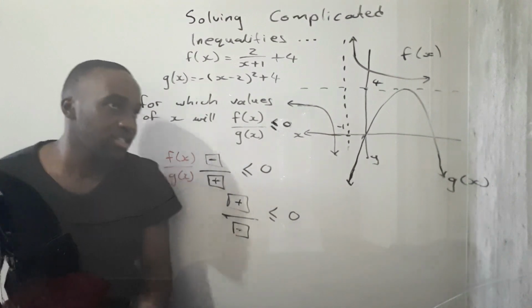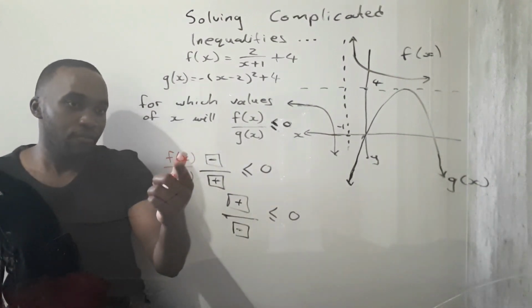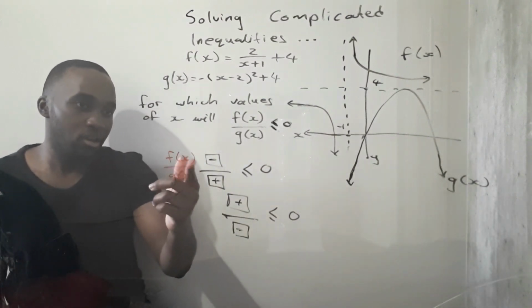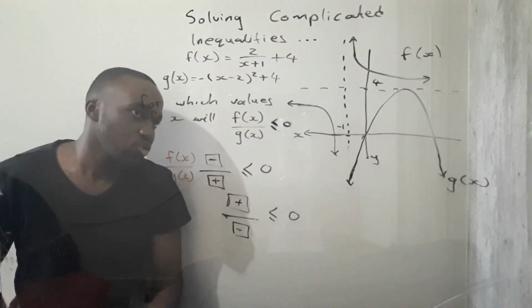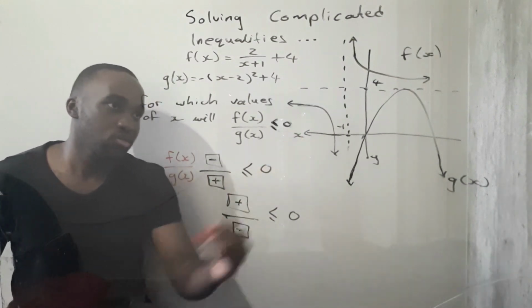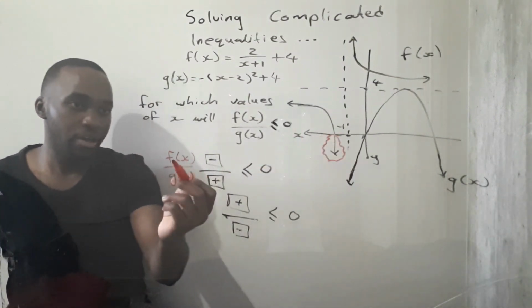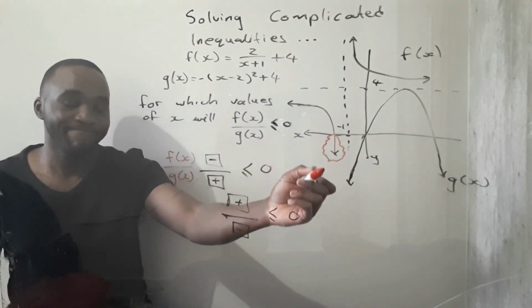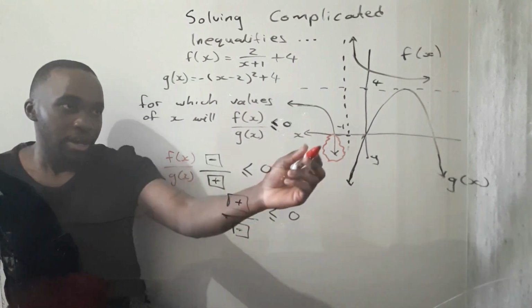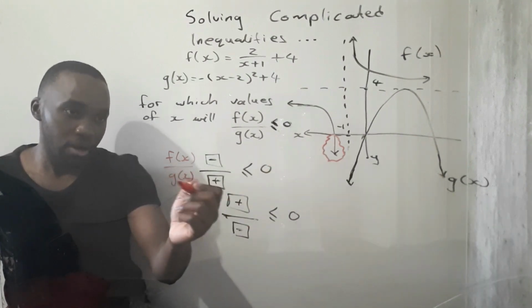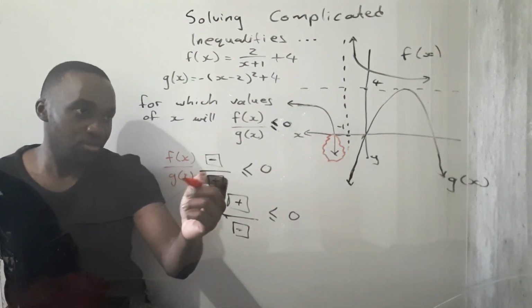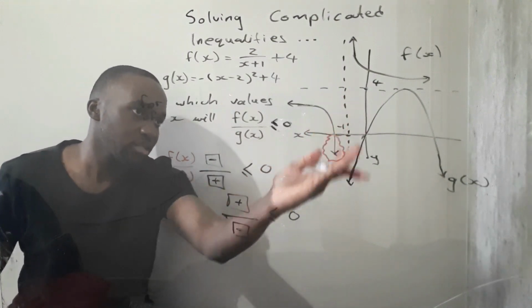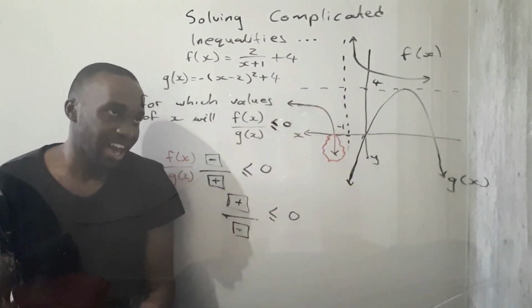So firstly, let's see here. Portions where f of x has negative y values. Let's look for that. The portions where this has negative y values is there, you see. f of x has negative y values here only. Now, portions where our graph of g has positive y values within this space: none, you see.